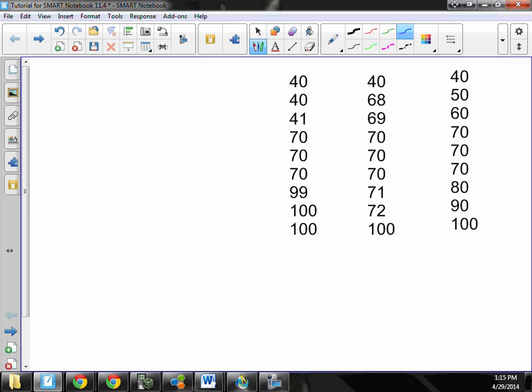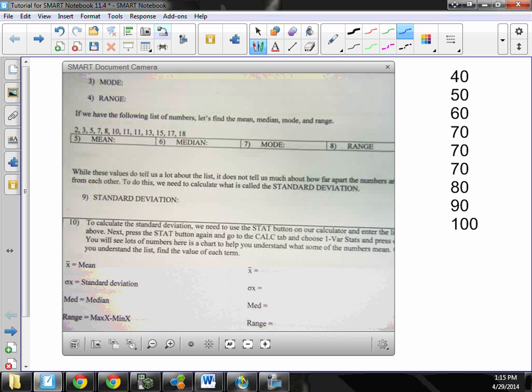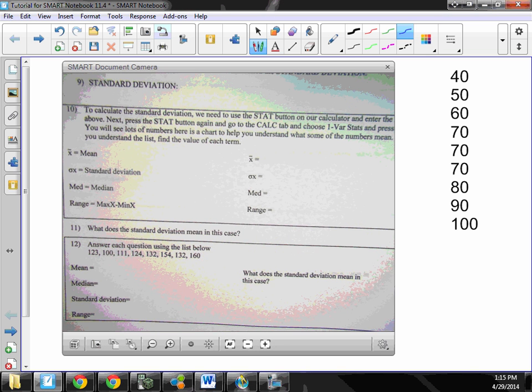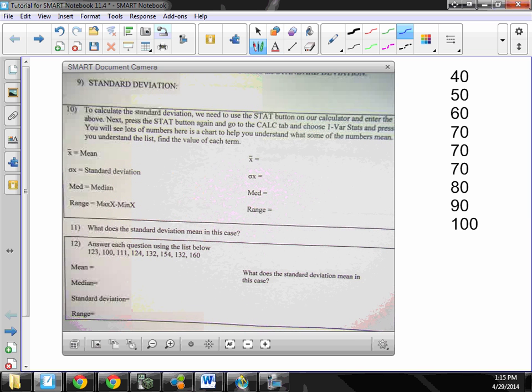All you have to do tonight is go through these problems and plug them in your calculator and fill them out. There's one question that we didn't answer. And it says, what does the standard deviation mean in this case? So x bar was 10 and sigma x was 5. What does 5 tell us?